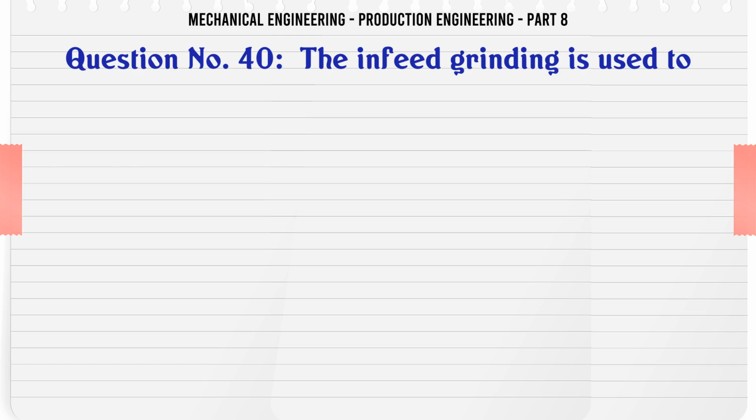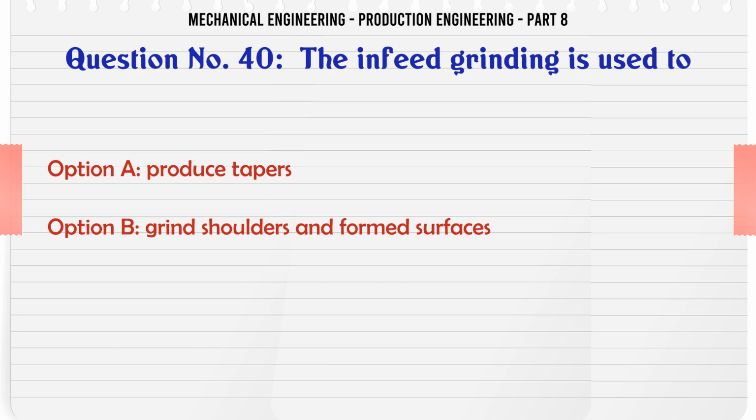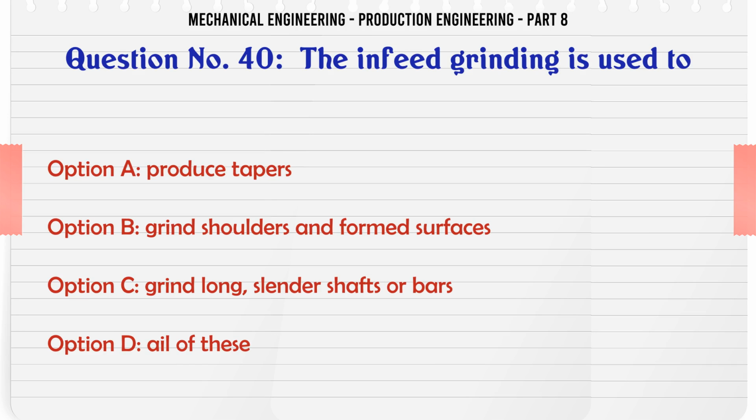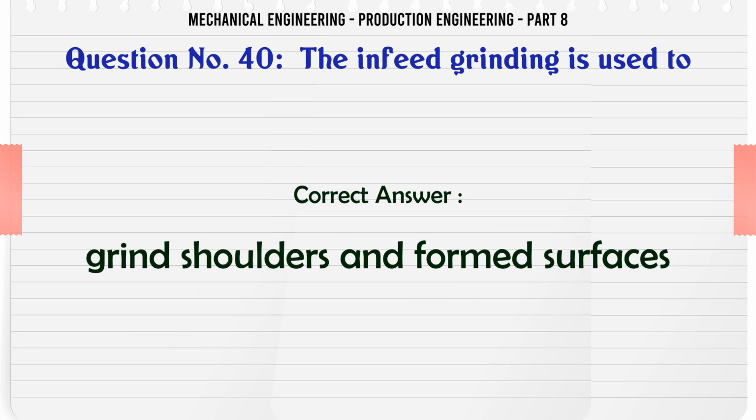The in-feed grinding is used to A. Produce tapers. B. Grind shoulders and formed surfaces. C. Grind long slender shafts or bars. D. All of these. The correct answer is grind shoulders and formed surfaces.